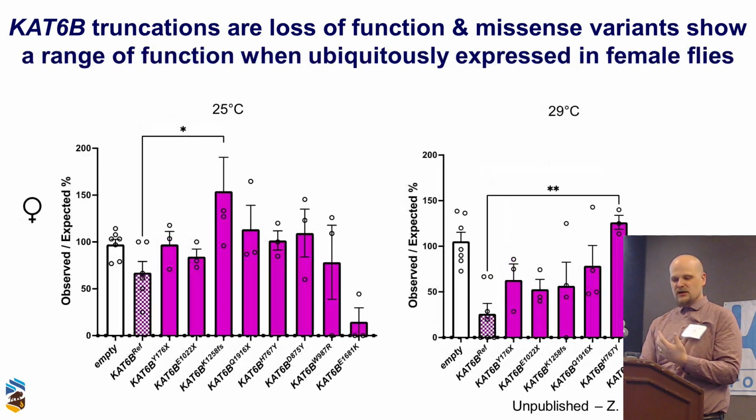And a similar scenario was seen with the female flies. However, I will state that that last variant here may actually be a gain of function in this assay. Why is it gain of function? Because KAT6B reference is not killing so much in the females, and this missense variant is killing more, meaning it's having some extra activity, right?